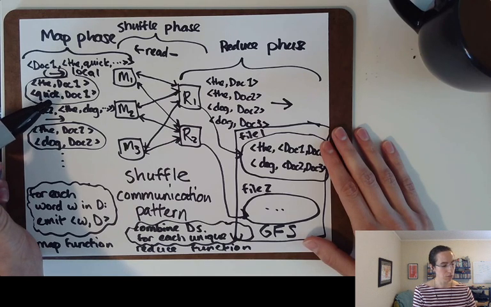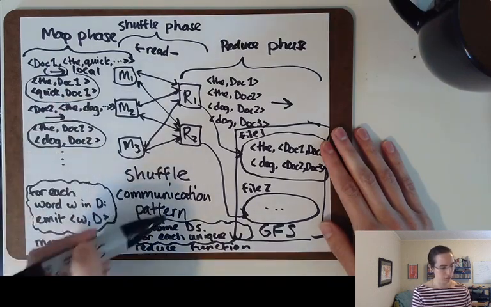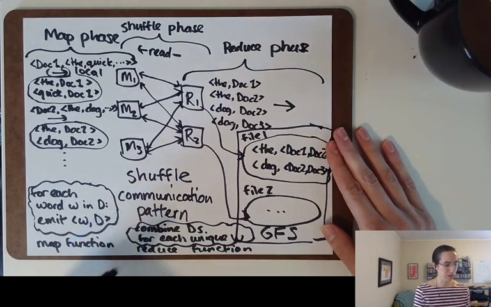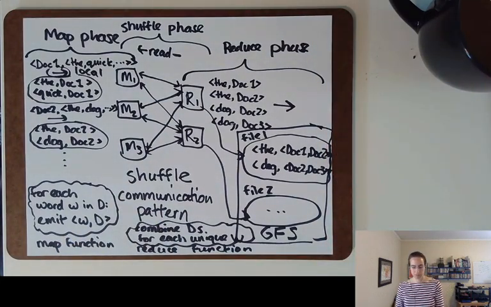So all of the work of sending things over the network really happens in this shuffle phase. The shuffle phase is the important part in terms of network traffic.